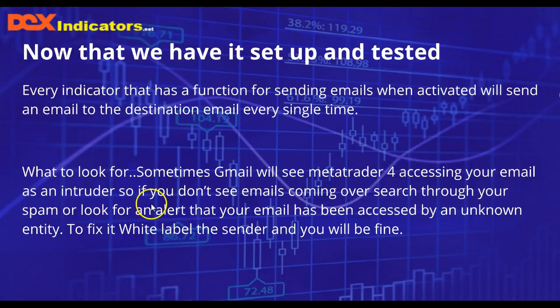What also to look for sometimes is that Gmail will see Metatrader 4 accessing your email as an intruder. So it might send you an email or a notification to say, hey, look, this system accessed your email from a remote location. Now, sometimes if you're using your home computer, it might not see that as an intruder. Sometimes that'll happen when you're using a VPS to run your Metatrader 4 system. Okay, so in order to fix that, you just simply say that, yes, that was you, and it'll fix the system immediately.